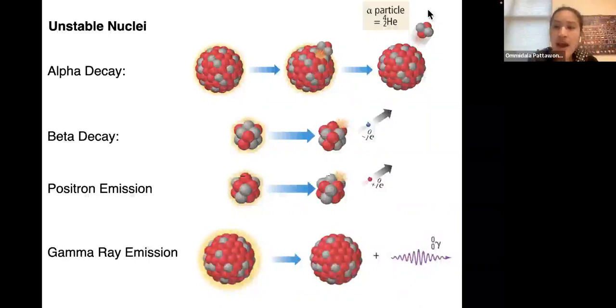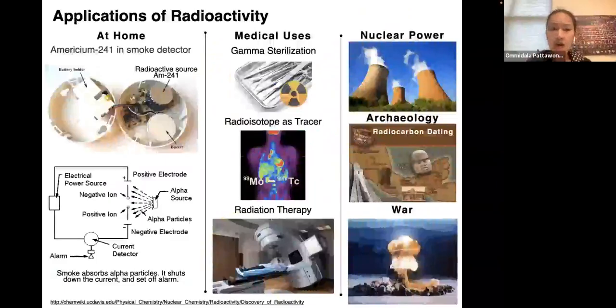For example, as you read in the reading assignment about the Geiger-Marsden gold foil experiment, Rutherford's experiment used alpha particles, and these alpha particles come from unstable nuclei, or radioactive isotopes. Other applications of unstable nuclei or radioactive isotopes can be found in smoke detectors, gamma ray sterilization, radiation therapy, and so on.